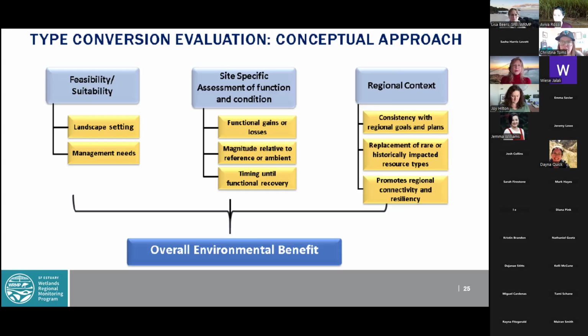And Lisa Beers is going to talk a little bit more about that coming up. Landscape setting under feasibility and suitability. Again, this is something that all of these landscape profile tools get at. Next slide, please.